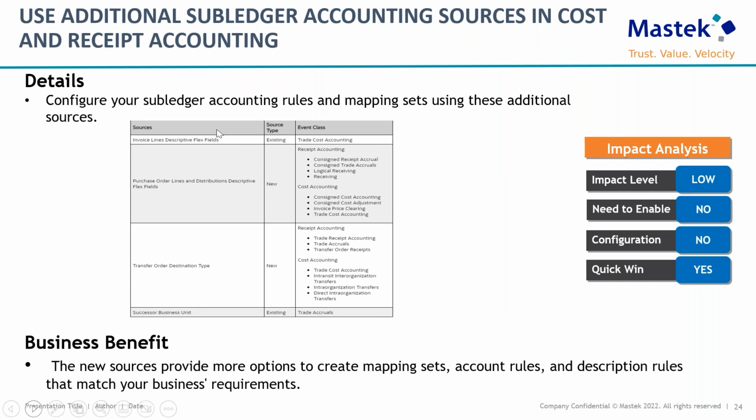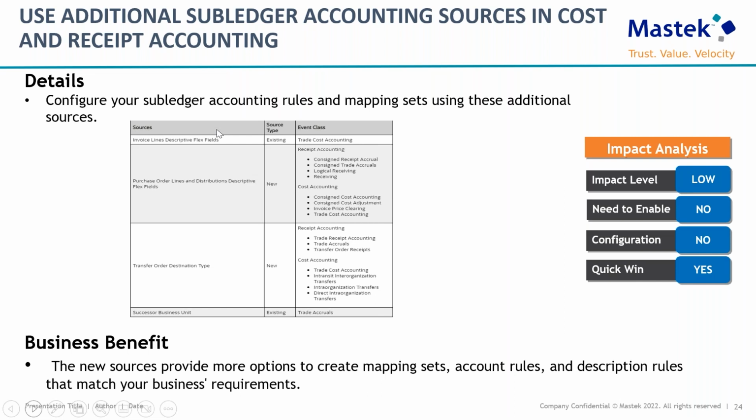The next on the line is use additional subledger accounting sources in cost and receipt accounting. The details of this are as follows. Configure your subledger accounting rules and mapping sets using these additional sources. On the screen, you can see that there are additional source type, event class, and sources available as a screenshot. In trade cost accounting, we have invoice lines descriptive flex fields. Receipt accounting, we have purchase order lines and distributions descriptive flex fields. And for receipt and cost accounting, we again have transfer order destination type. For trade accruals, we have successor business unit available.